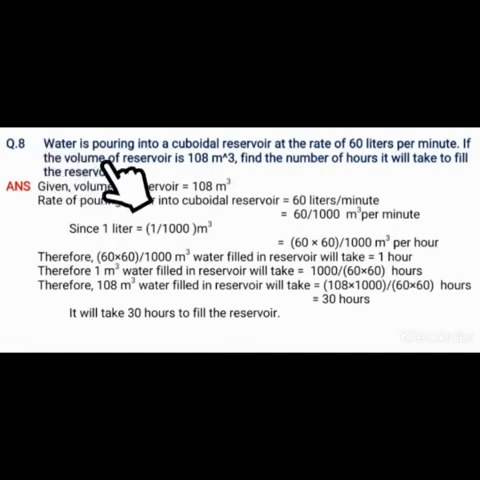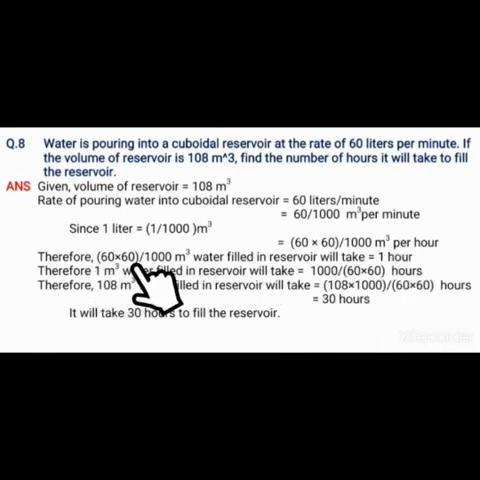Question number 8. Water is pouring into a cuboidal reservoir at the rate of 60 liters per minute. If the volume of the reservoir is 108 meter cube, find the number of hours it will take to fill the reservoir. Now here students, the volume of the reservoir is given and the rate of pouring water is 60 liters per minute. So we have to convert, that is 60 divided by 1000 meter cube per minute, since 1 liter equals 1 divided by 1000 meter cube. So 60 multiply 60 divided by 1000 meter cube per hour.